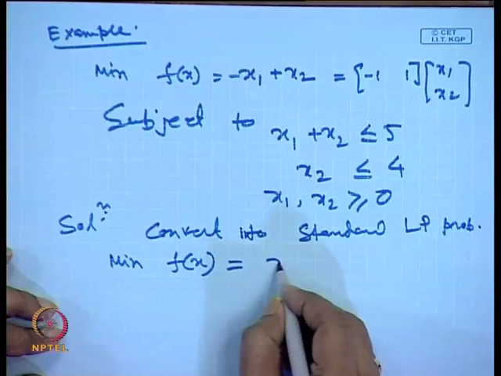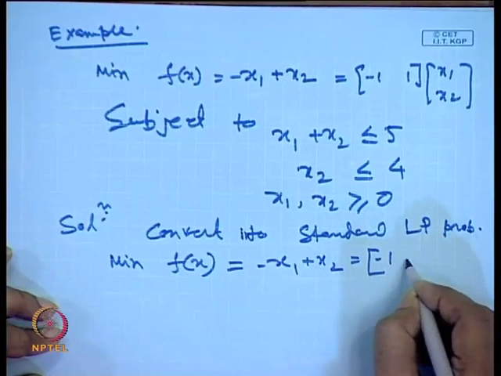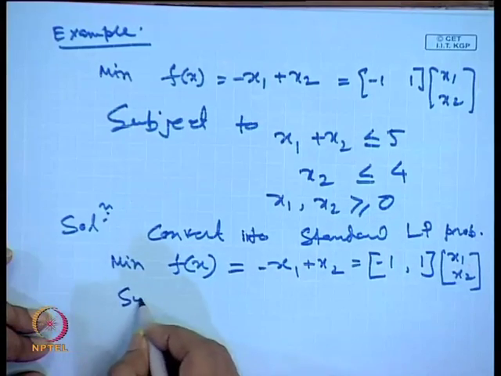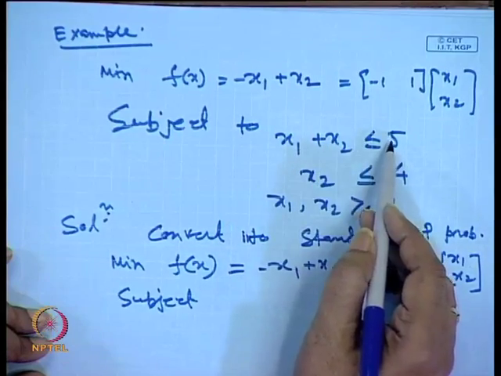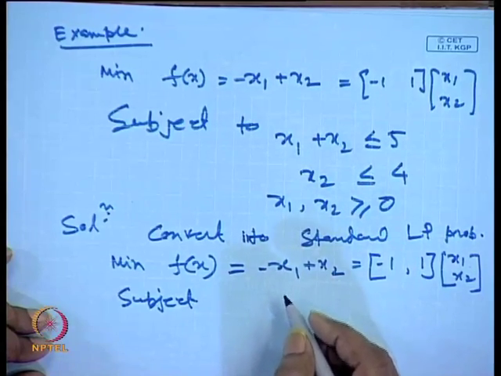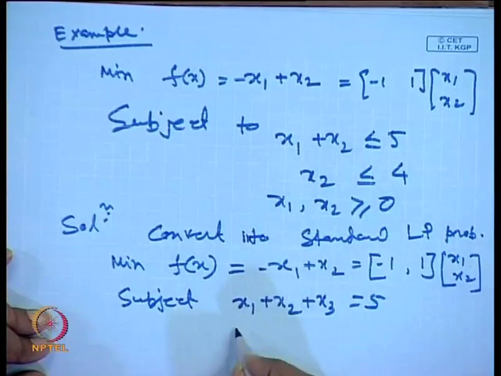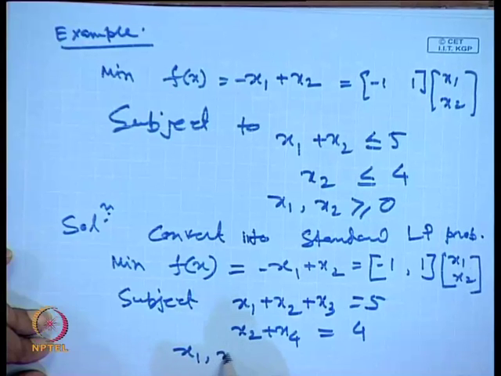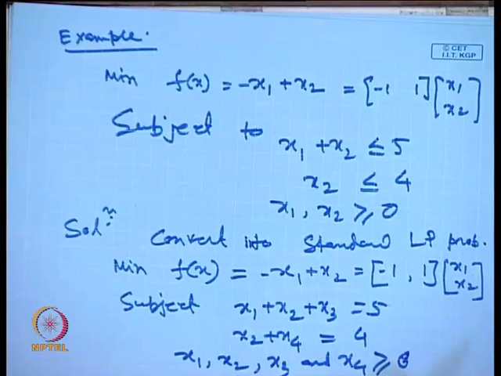So, standard LP problem: minimize minus x1 plus x2, that is minus 1, 1 times x1 and x2. Agree? And subject to, we have to convert into equality constraints. This quantity is less than or equal to 5, that means we have to add slack variables. Let us say we added slack variable x3, so x1 plus x2 plus x3 is equal to 5, and in this case x4, x2 plus x4 is equal to 4. So, x1, x2, x3, and x4 are greater than or equal to 0. Agree? So, this has now been converted into a standard LP problem.